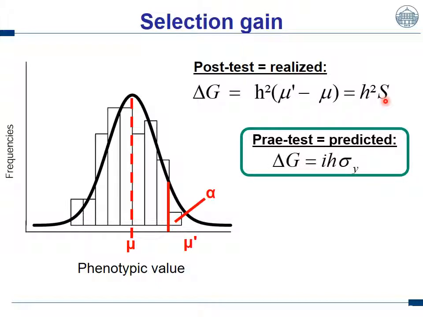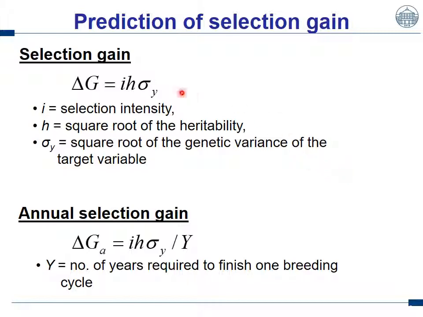scenario for selection gain where we predict the selection gain. And this is the well-known breeder's equation, where the selection gain is the product of the selection intensity multiplied by the square root of the heritability and multiplied by the square root of the variance of the target trait. And we can here differentiate between the absolute selection gain, which is shown here and defined already, and the annual selection gain, which is nothing else than taking the absolute selection gain and dividing it by the number of years we require to finish one breeding cycle.